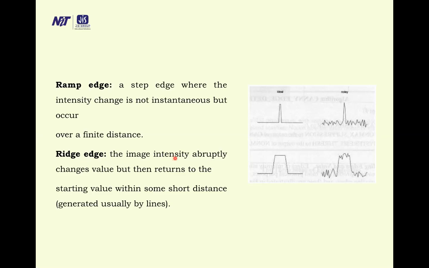Ridge edge: the image intensity abruptly changes value but then returns to the starting value within a short distance, generated usually by lines. So this is an ideal one and its corresponding noisy one, and this is another ideal one and its noisy image.